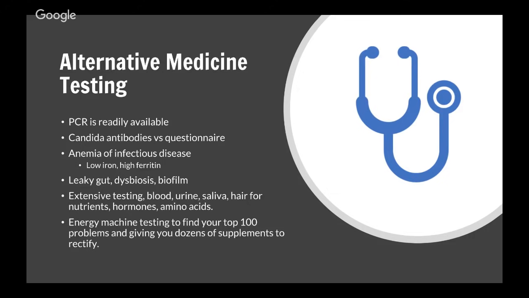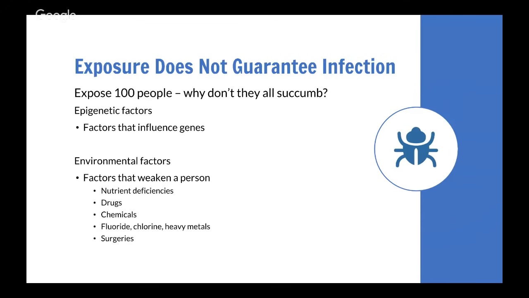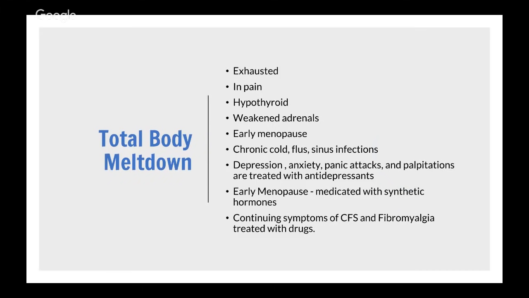The next slide, as I said at the outset: exposure does not guarantee infection. Why don't 100 people exposed to the same, quote, organism, why don't they all succumb? That's what should be studied. And it is most likely due to epigenetic factors, the factors that influence the genes, turn the genes on and off. There's the nutrient deficiencies, and in my world, they start with magnesium deficiency. There's the drugs, the chemicals, the fluoride, chlorine, heavy metals, surgeries, all these epigenetic factors that make a person susceptible.